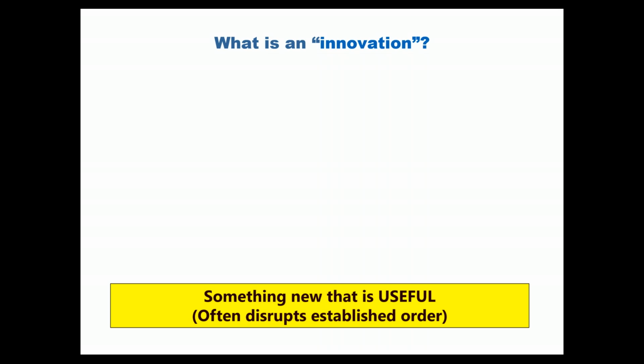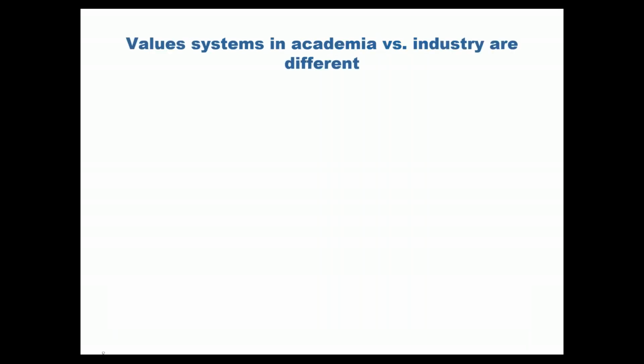Inventions are new and they're often technical, but an innovation is something that's new and is also useful. And in particular, it's useful simply because it often disrupts the established order. And in that disruption or that change, it often leads to value. And that's the source of entrepreneurship.